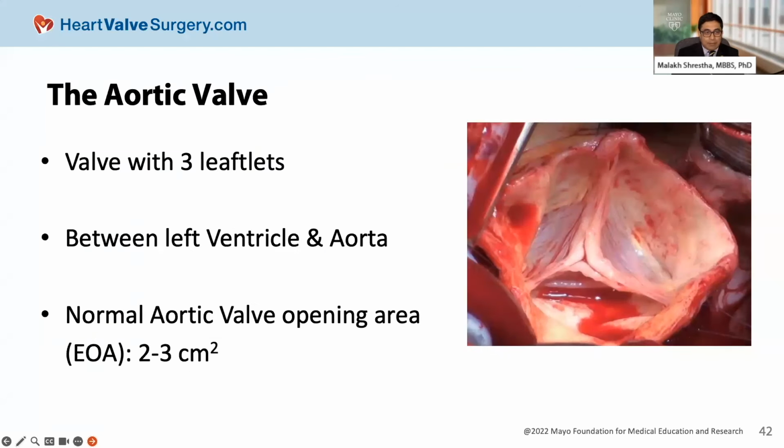So the aortic valve usually has 3 leaflets, and it lies between the left ventricle and the aorta, and the normal valve opening area is 2 to 3 centimeters. Having said that, 98% of the human population have 3 leaflets, whereas about 1 to 2% have only 2 leaflets.